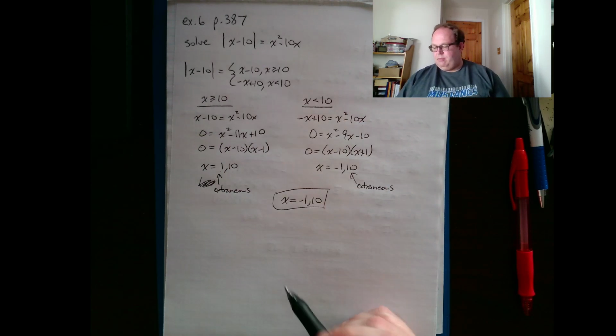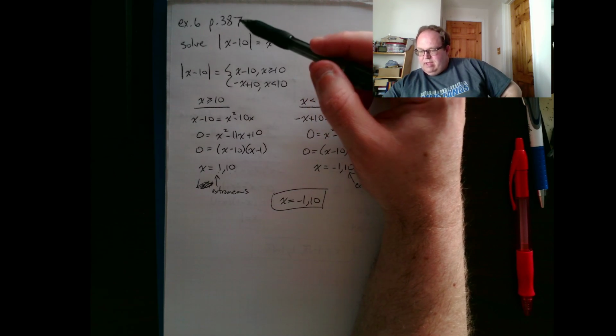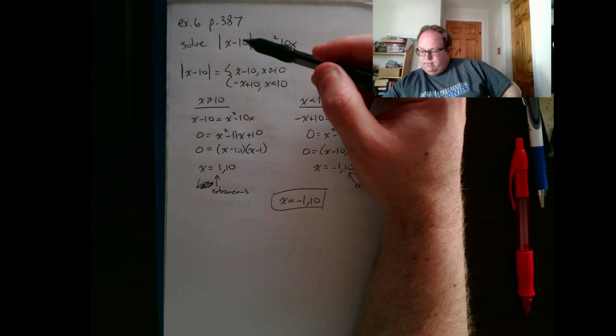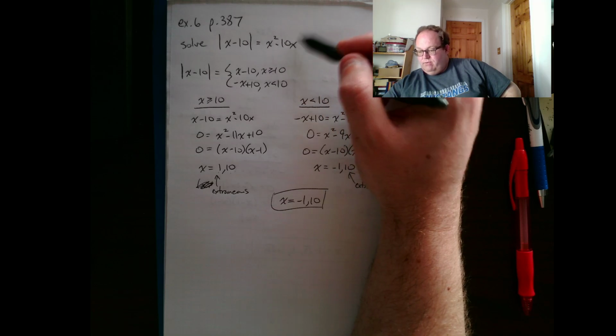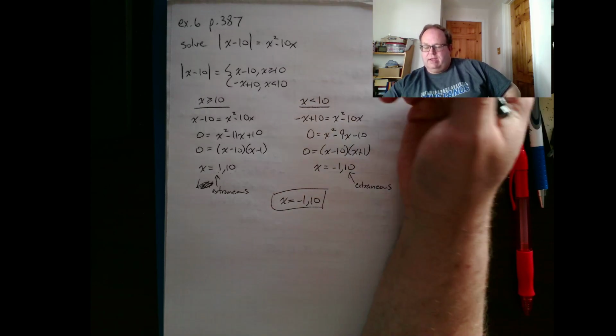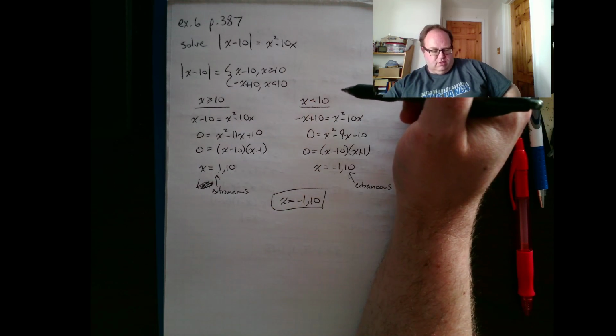Both of which I could check back in the original. Negative 1 minus 10 is negative 11, the absolute value of which is 11. Negative 1 squared is 1, minus 10 times negative 1 is also 11. 11 equals 11, and it works out. 10 would give me a 0 on each side, which also works.